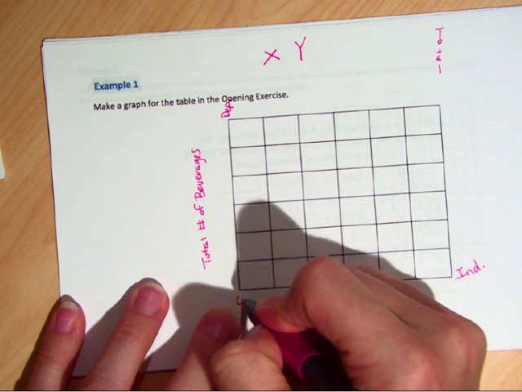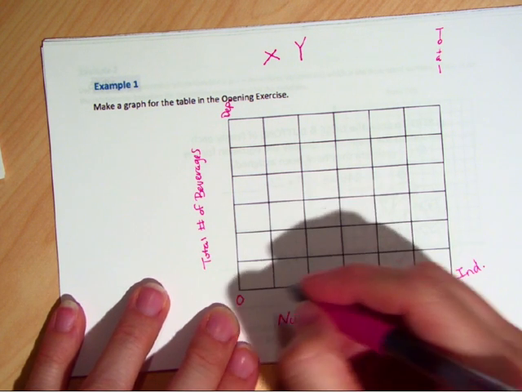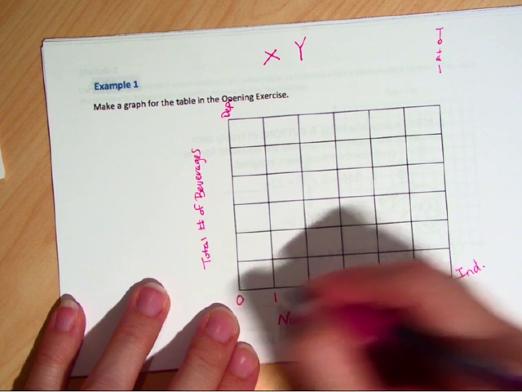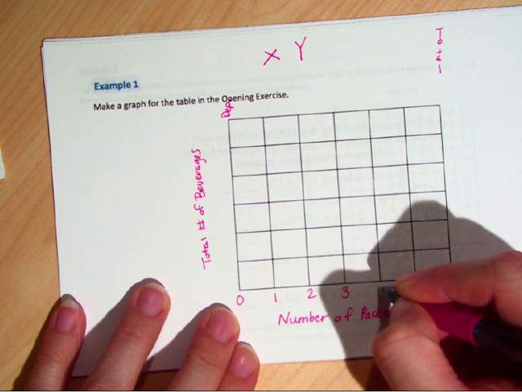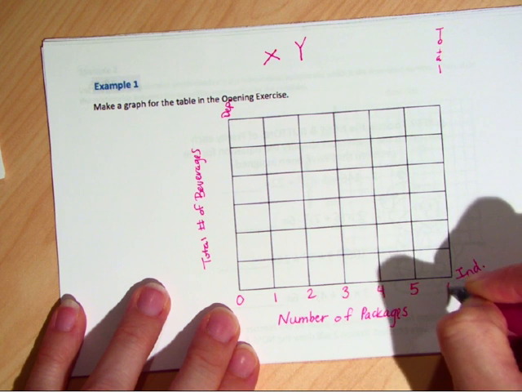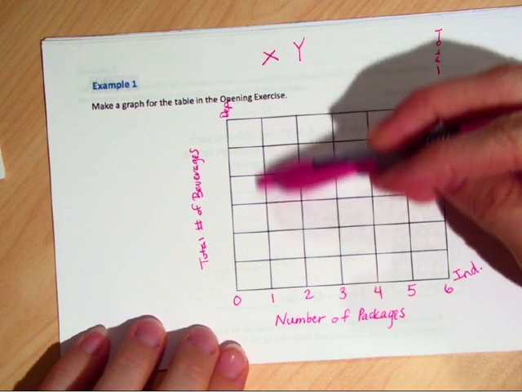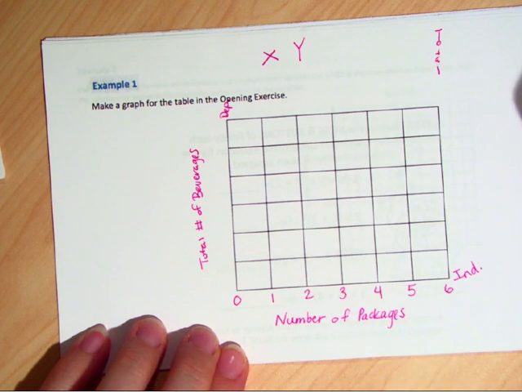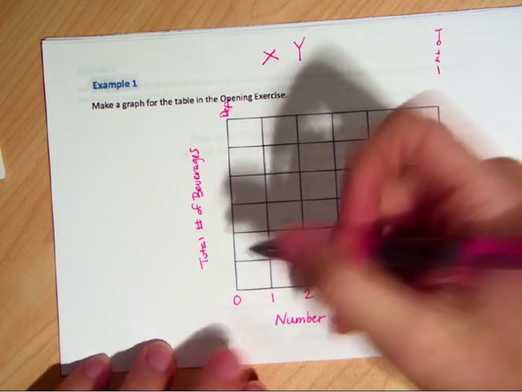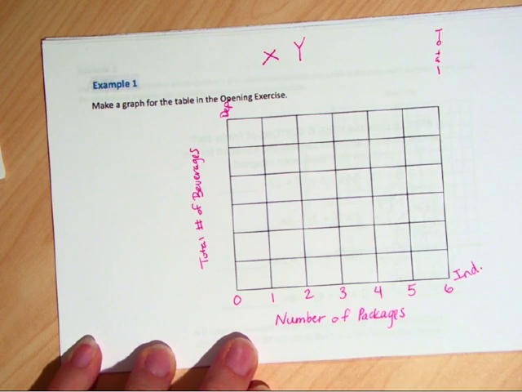Okay, so this package starts at 0 and it goes to 5, so I have to go at least to 5. 2, 3, 4, 5. It looks like I can go to 6, and that's okay. Give it a little cushion on the end. Remember, you're numbering the lines, not the spaces inside. Okay? Along this one, now I can number so that I don't have to turn it.